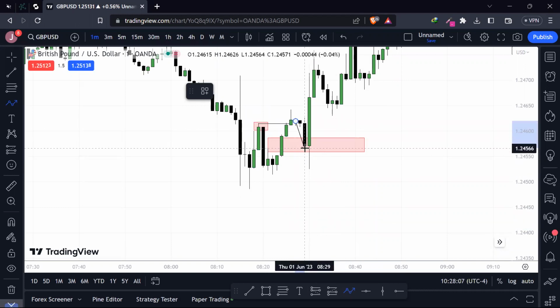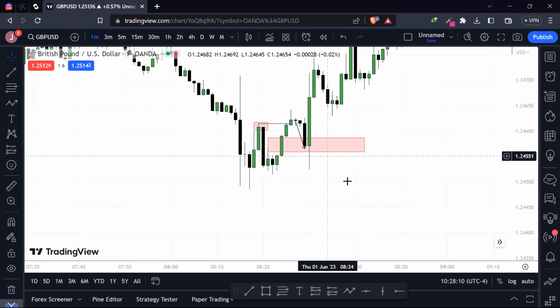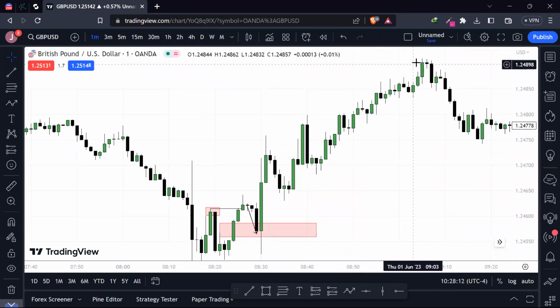So the price came back to the fair value gap, and you see the price runs.